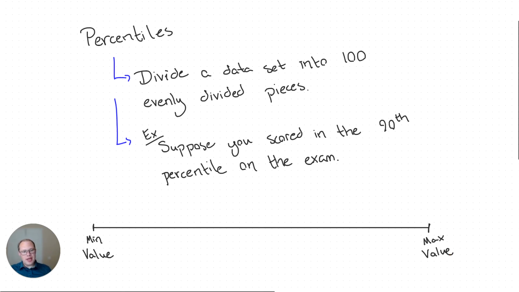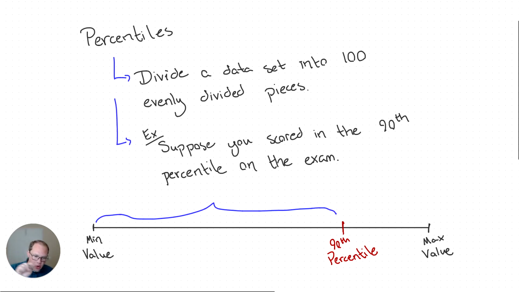What the 90th percentile does is it tells you what place you are relative to the other exam scores in the class. So maybe you'd be right around here. This might be the 90th percentile. And what that means is that 90% of exam scores are smaller than your exam score. 90% of exam scores are over here. They're smaller than whatever score you got on the exam.